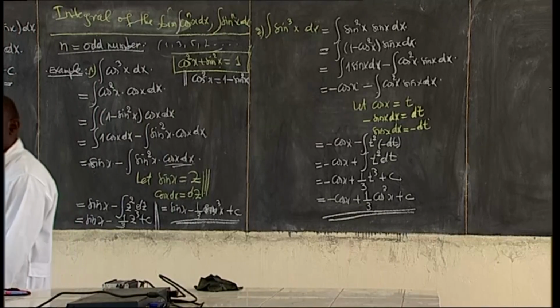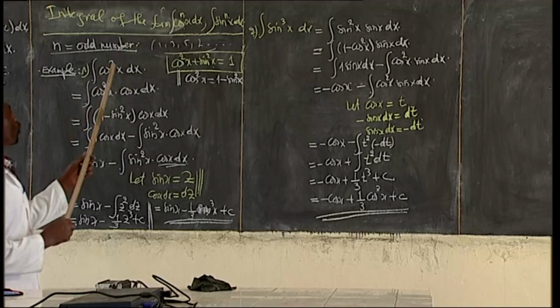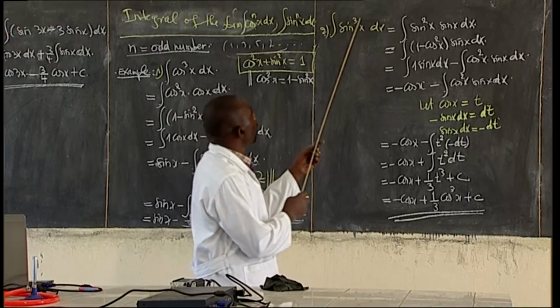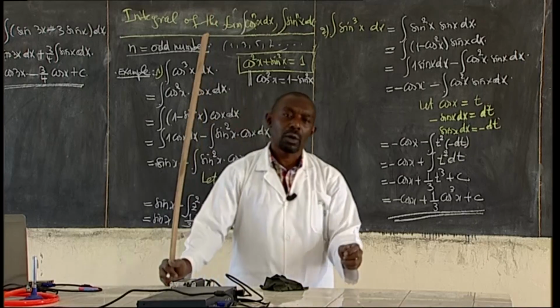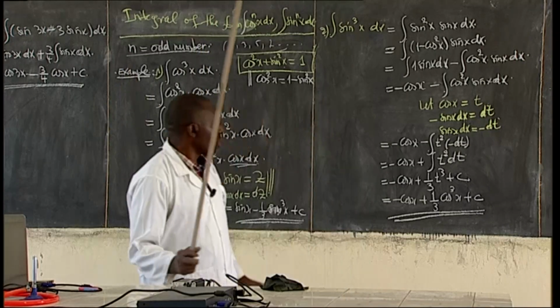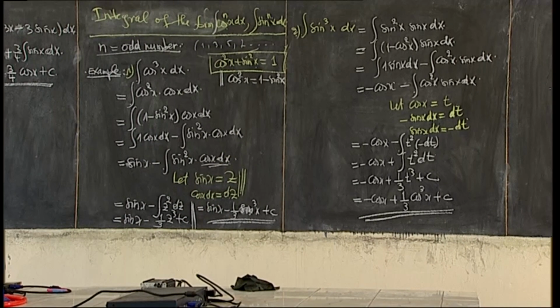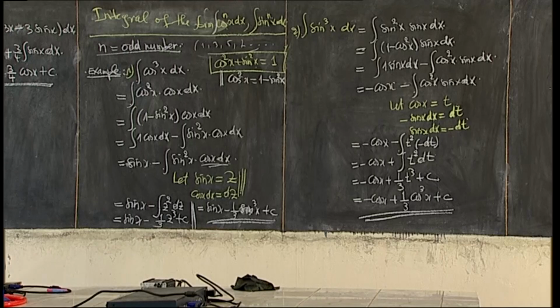I hope that is very simple. Even if you change the 3, you put 5, it will work. If you put 5 here, 7, 9, still the method works, right? Now, apart from that method of reducing the power by 1 and introducing this trigonometric identity, we can use the reduction formula.